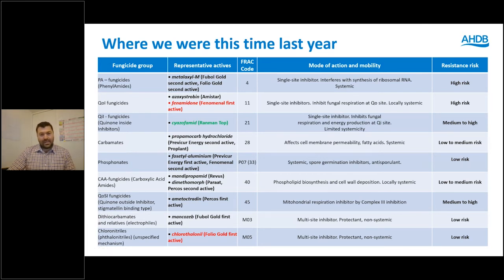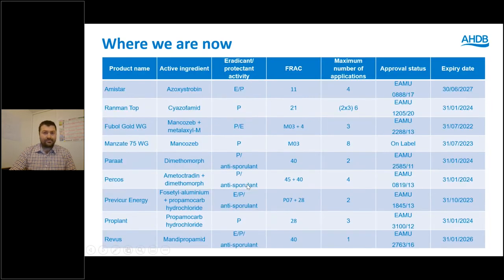So although we've lost some and potentially there's concerns over Mancozeb, we still have quite a good range of FRAC codes that we could build our programs on. I've also put this table just to show you where we are now in terms of products, and please bear with me, this is not the exhaustive table. There are one or two other active ingredients, but it just gives you a flavor of the number of applications and products that we've got available currently to us, and also some of the active ingredients within that.